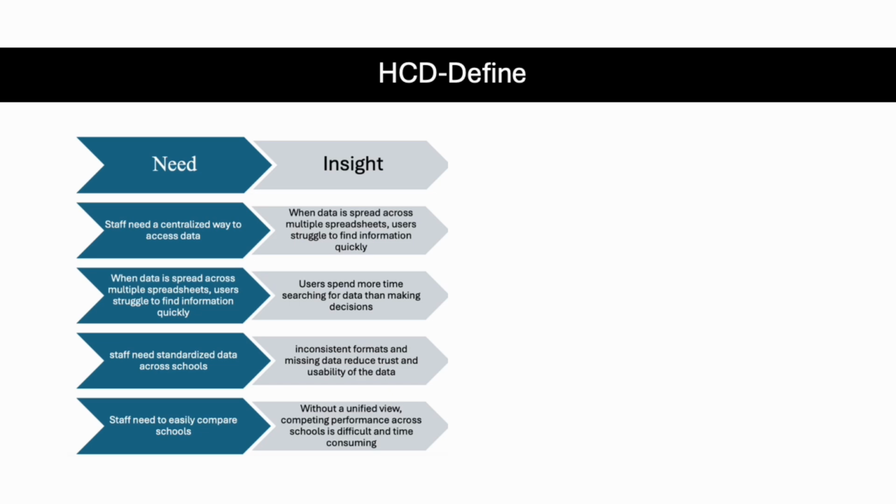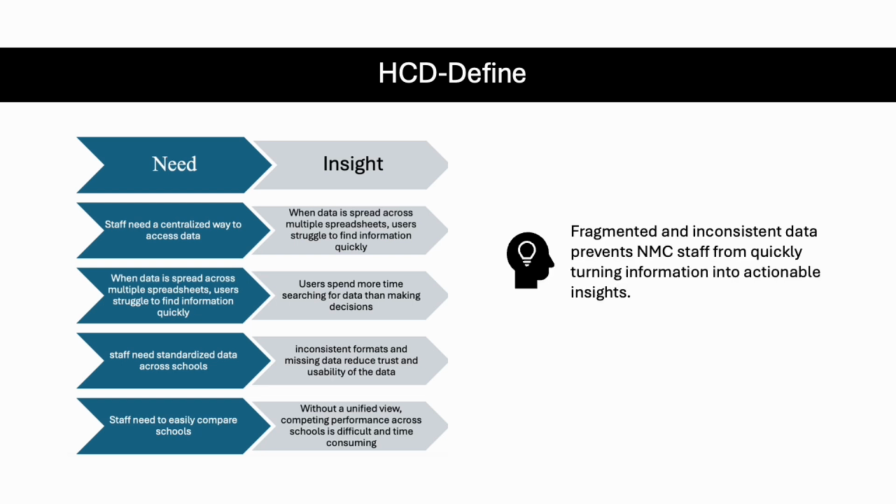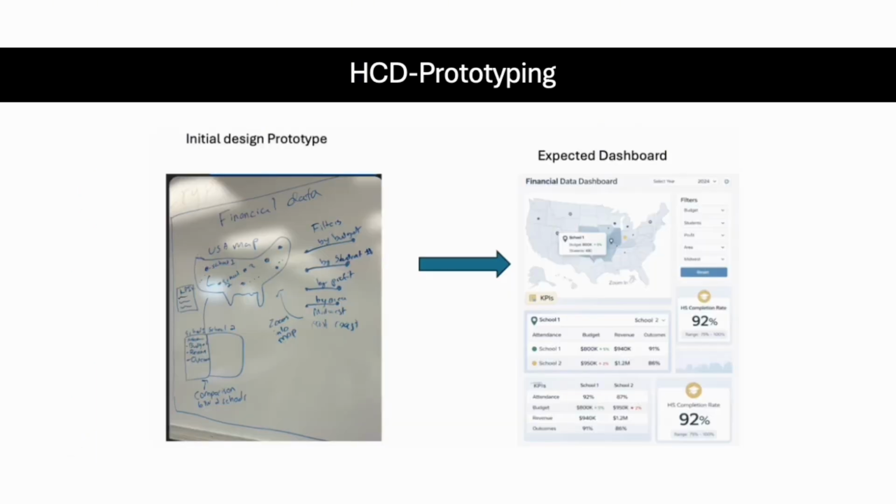From these needs, we uncovered a key insight: when the data is fragmented and inconsistent, users spend more time searching for information than actually using it to make decisions. So overall, the problem isn't just accessing the data, it's the ability to turn that data into clear, actionable insights. Essentially, fragmented and inconsistent data prevents NMC staff from quickly turning information into actionable insights. So in order to address this, I built a structured data workflow.